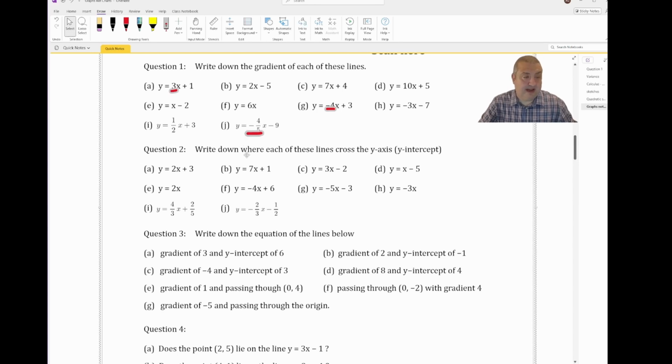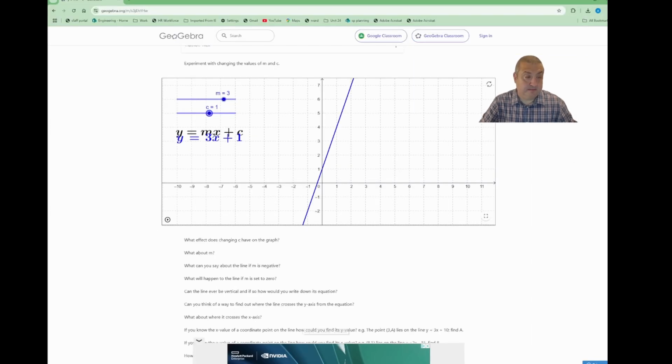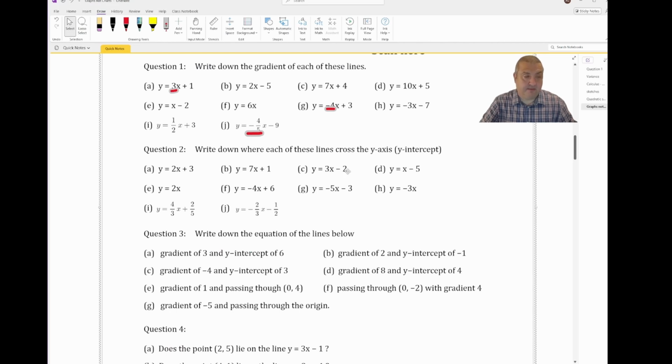Next, write down where each of these lines crosses the y-axis. So this first one we've got y equals 2x plus 3. Well, we said before that where it crosses the axis, we'll change this to 2. So that's the graph of that formula, which is 2x plus 3. Well, it crosses the line here at 3, look. That's where it crosses the y-intercept line. So it's often referred to as the y-intercept. That's worth noting. So actually where it crosses the line is 3.